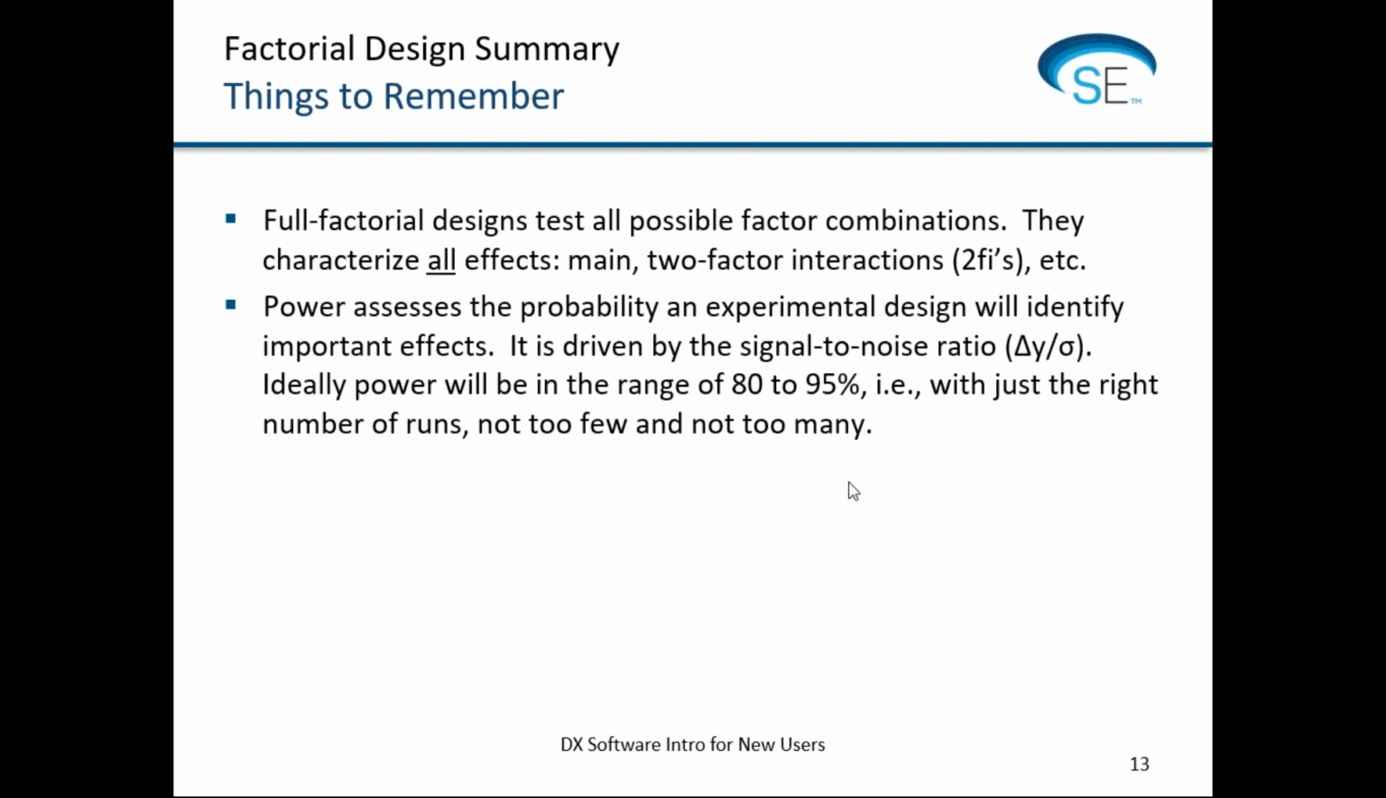Power assesses the probability of an experimental design to identify the important effects, and it's driven by the delta Y, the signal to noise ratio. We typically want a power of between 80 and 95% to balance the number of runs against the possibility of missing something.